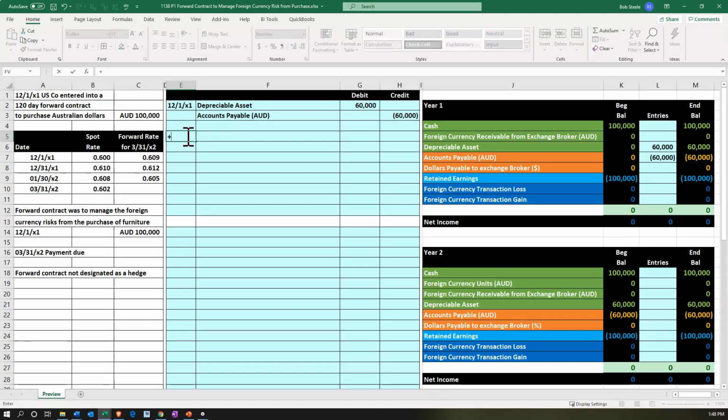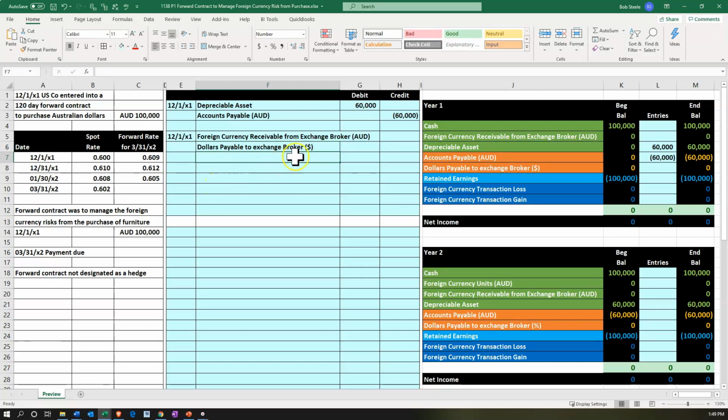Now, in order to deal with that kind of difference, in order to manage the foreign currency risk, we entered into our forward contract to purchase Australian dollars. So that is in essence going to be recording on our books this contract, basically a receivable and a payable at this point in time. So we're going to say that we have a receivable, foreign currency receivable from the exchange broker, and we have a foreign currency payable to the exchange broker. And note we have in US dollars versus the basically Australian dollars. So we're recording the receivable and the payable due to our forward contract.